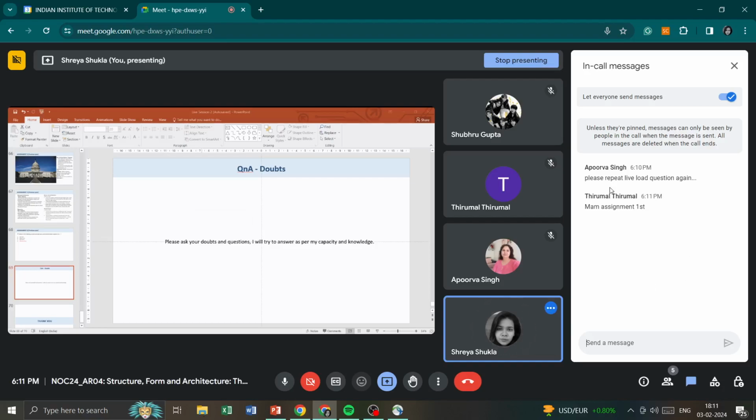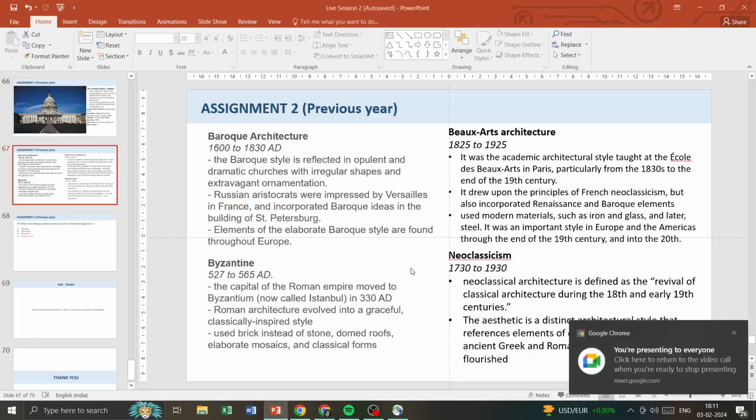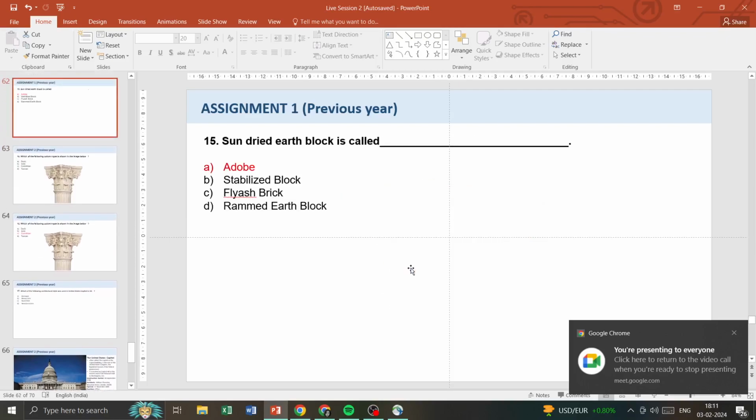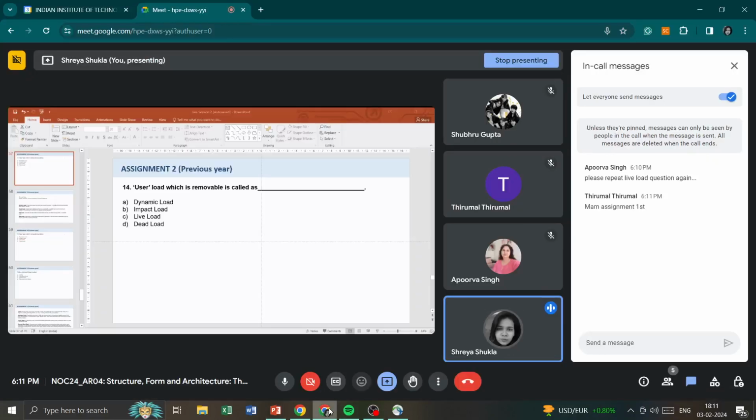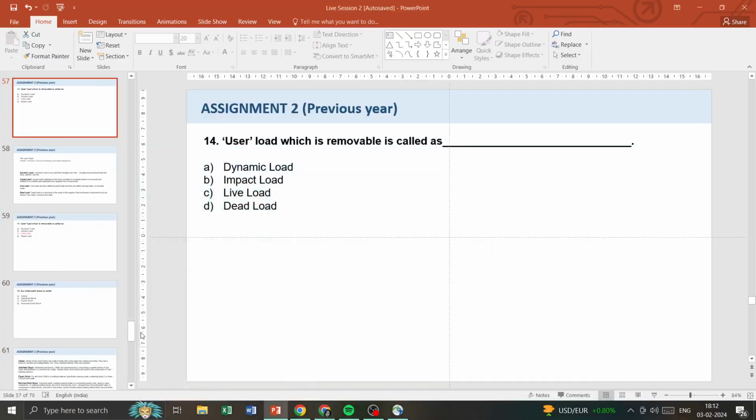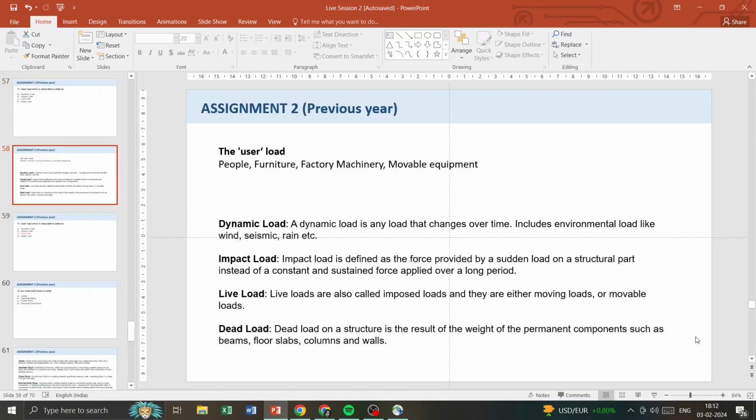So yeah, Ms. Apurva, I'll tell you about the live load question again. Question number 14 you mean, right? User load which is removable. The question is that the user load which is removable is called, and then we have 4 options: dynamic load, impact load, live load, and dead load. So I explained what is user load, and then I explained all these 4 kinds of load.